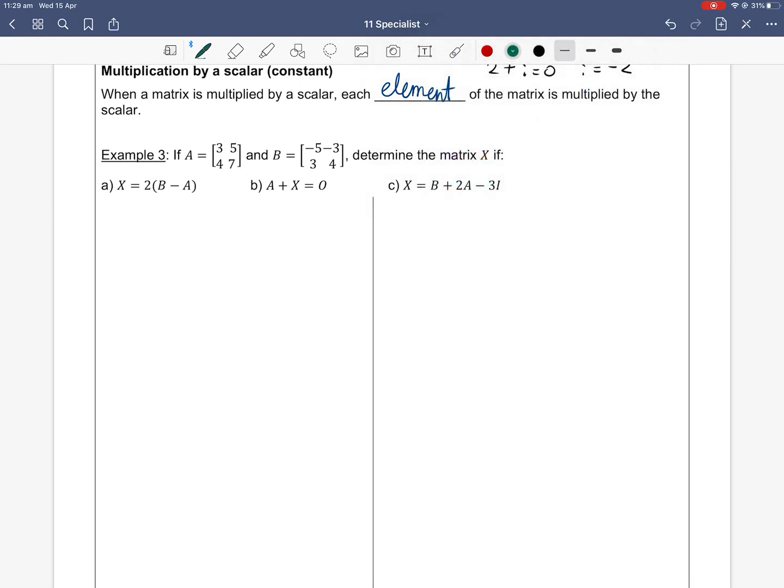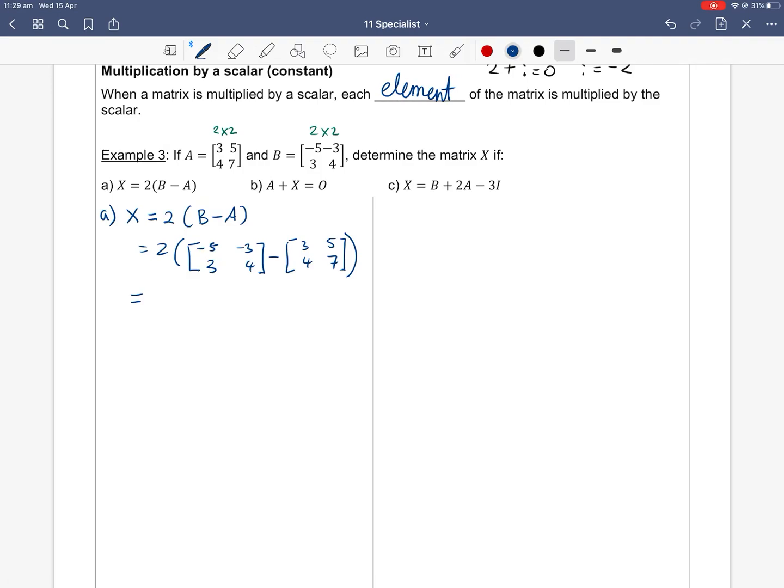So I have two matrices A and B. A is a 2 by 2, 2 rows by 2 columns. B is also a 2 by 2, 2 rows by 2 columns. We're trying to find the matrix X if, for part A, X is equal to 2 outside of B minus A. So let's substitute our matrices in first. So B is -5, -3, 3, 4. We're taking away A, which is 3, 5, 4, 7. Close square bracket for the matrix, close round bracket.